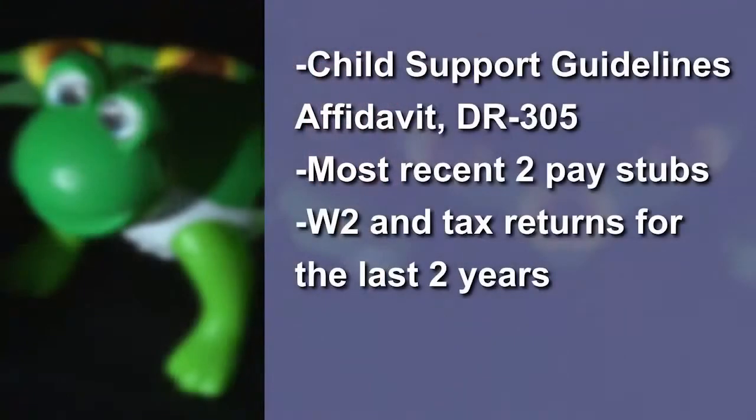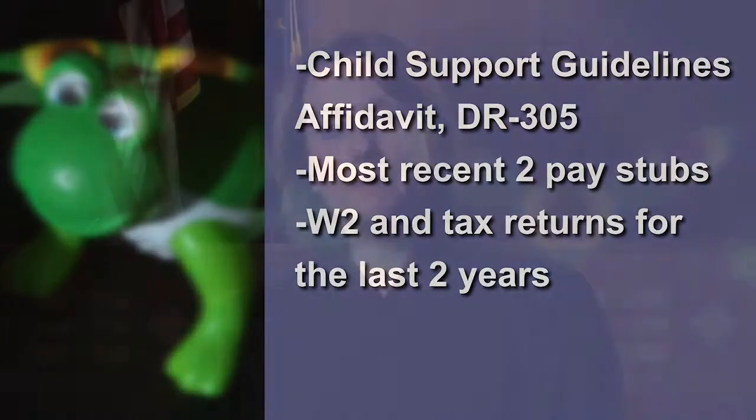You will need to submit a child support guideline affidavit to the court, also called Form DR-305, along with your last 2 pay stubs, W-2s, and tax returns for the last 2 years. You can get a copy of the Child Support Affidavit Form DR-305 through the Family Law Self-Help Center website.